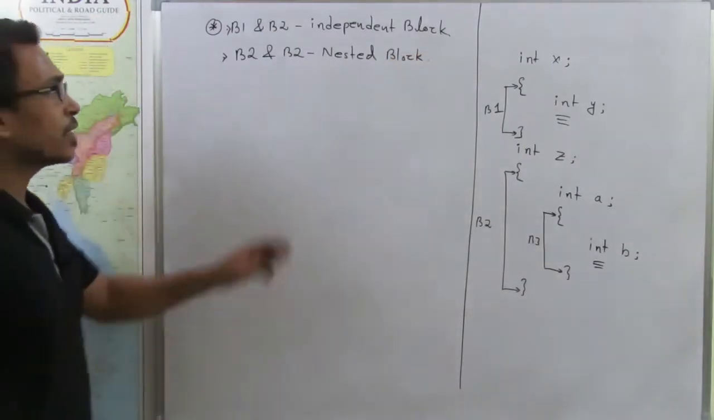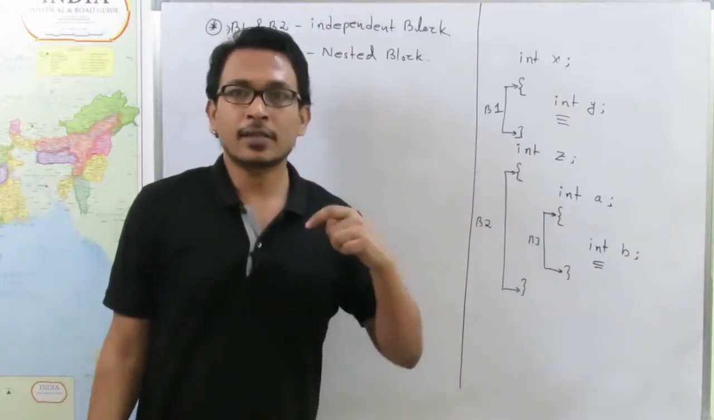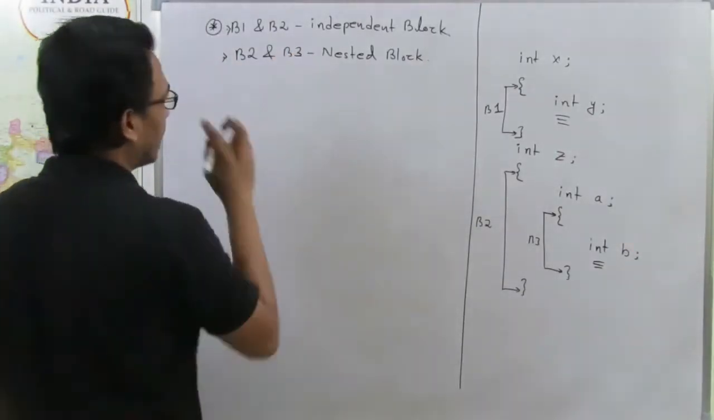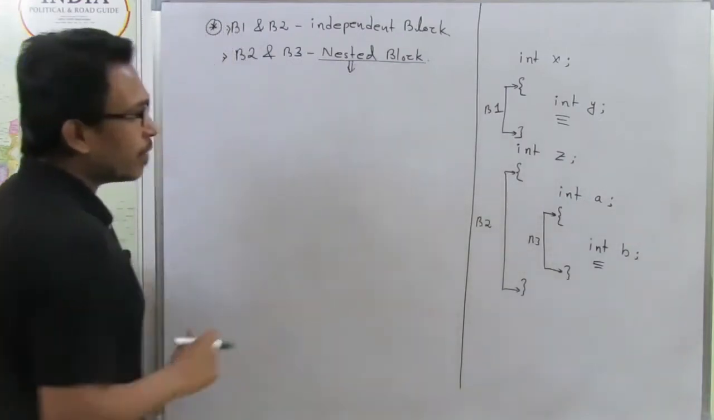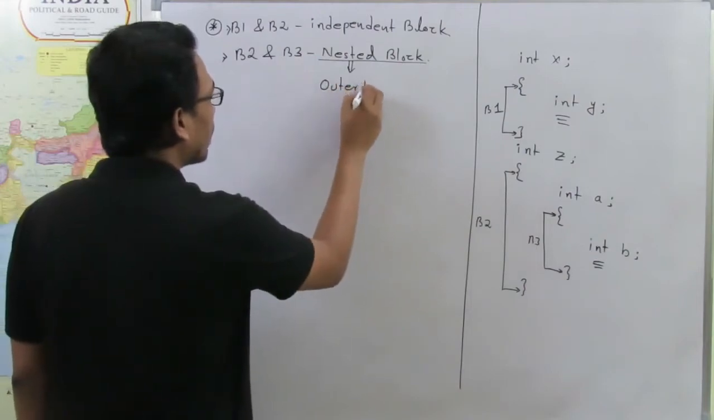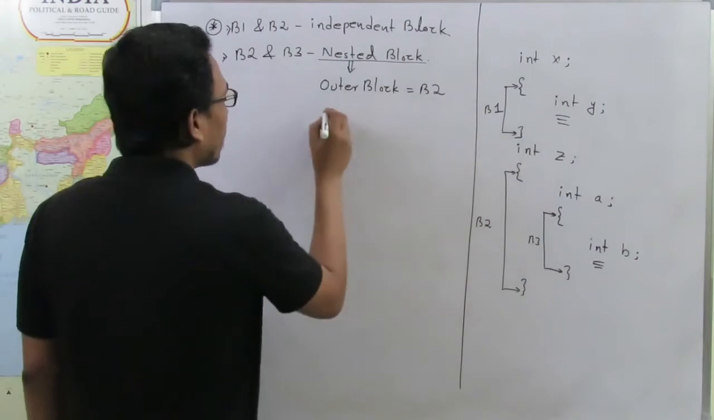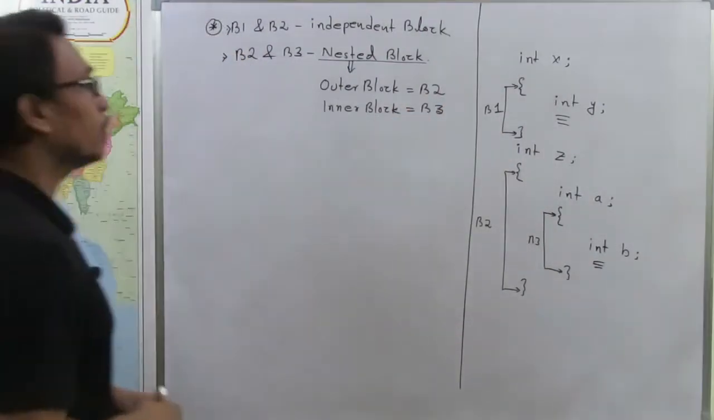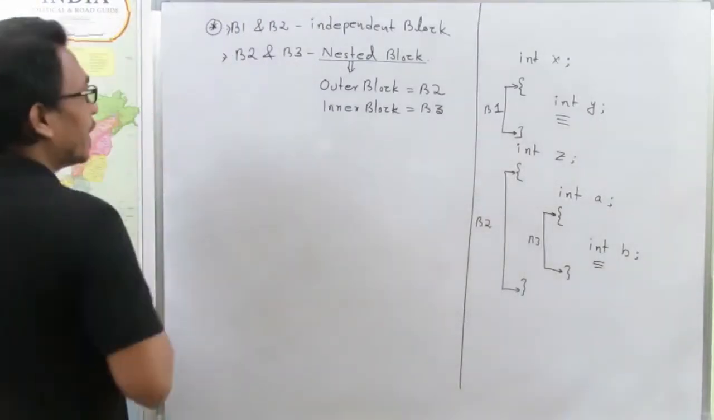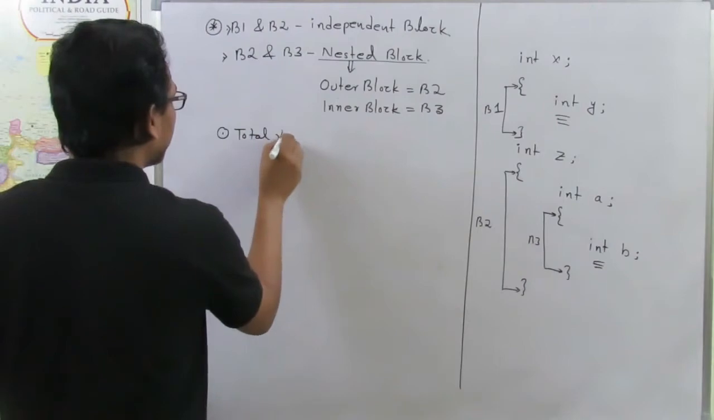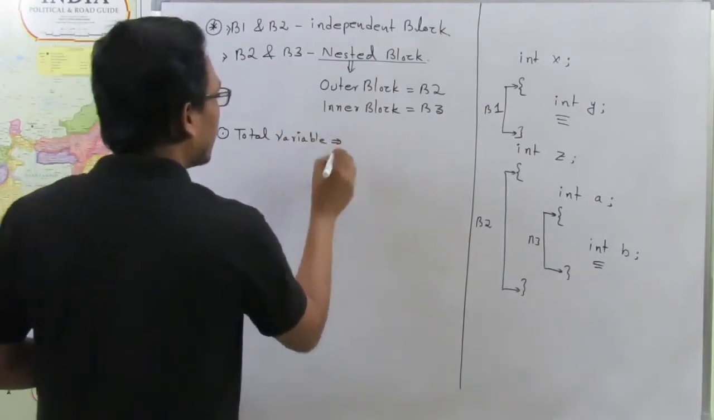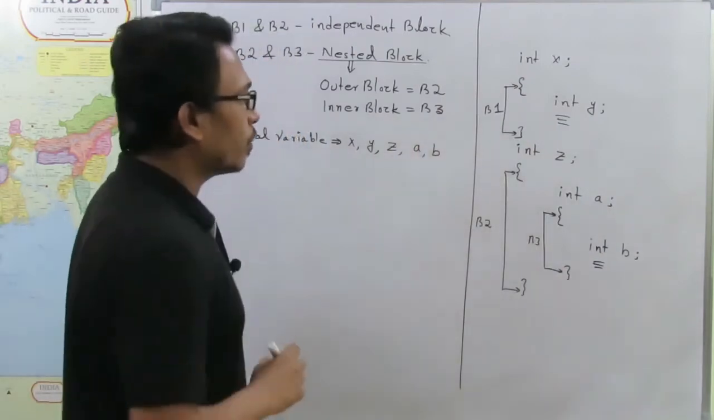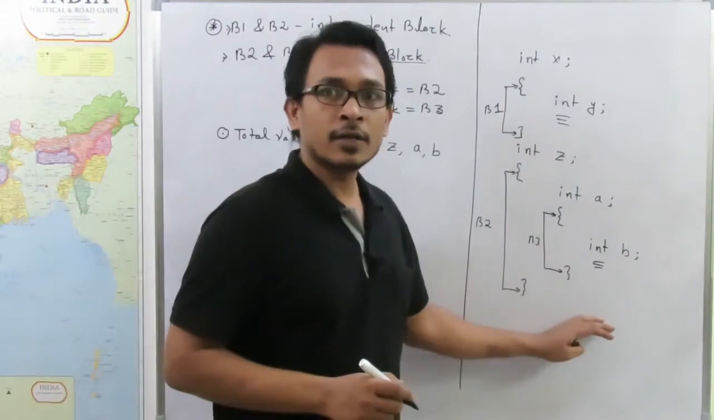Whenever the concept of nested block comes, we get one block as the outer block and the other as the inner block. So in this particular nested case, which one is our outermost block? The outer block is B2 and the inner block is B3. So how many variables are there in total? X, Y, Z, A, B. In total we have 5 variables declared in this scenario.